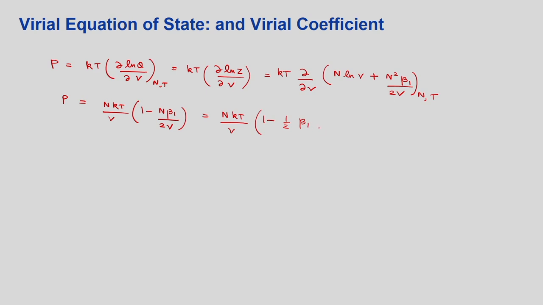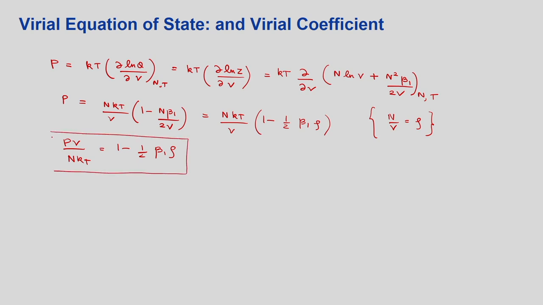Or I can reduce this nkT by V equal to 1 minus, I can write in terms of beta 1 into rho, because n by V is rho. I'll write the expression in terms of density, because we are always talking about gases: dilute gas, medium concentrated gas and dense gas. So we always express in terms of density, because that's what the virial equation of state is written in terms of. So if I convert to density, we get PV by nkT equal to 1 minus half beta 1 into rho. This is the important conclusion we got from this entire exercise, that I can write PV by nkT in terms of density.